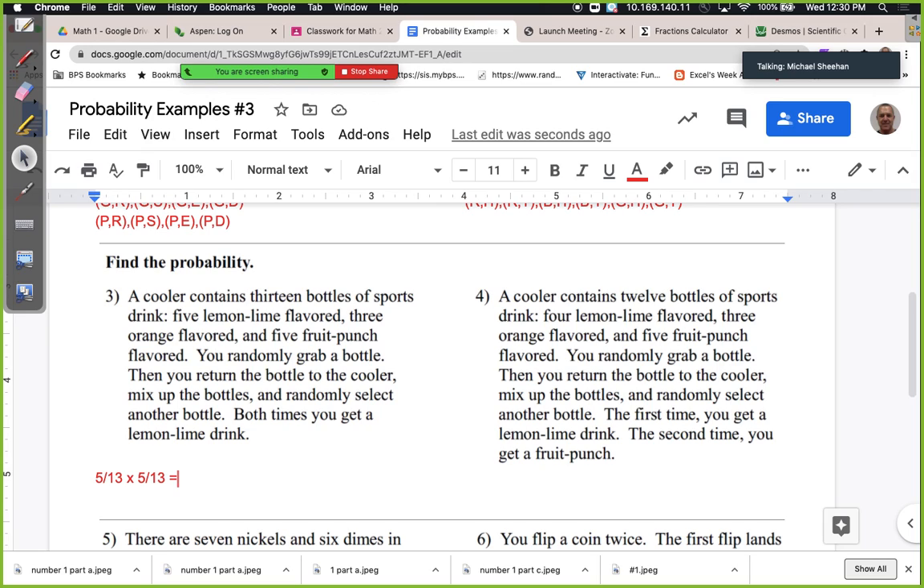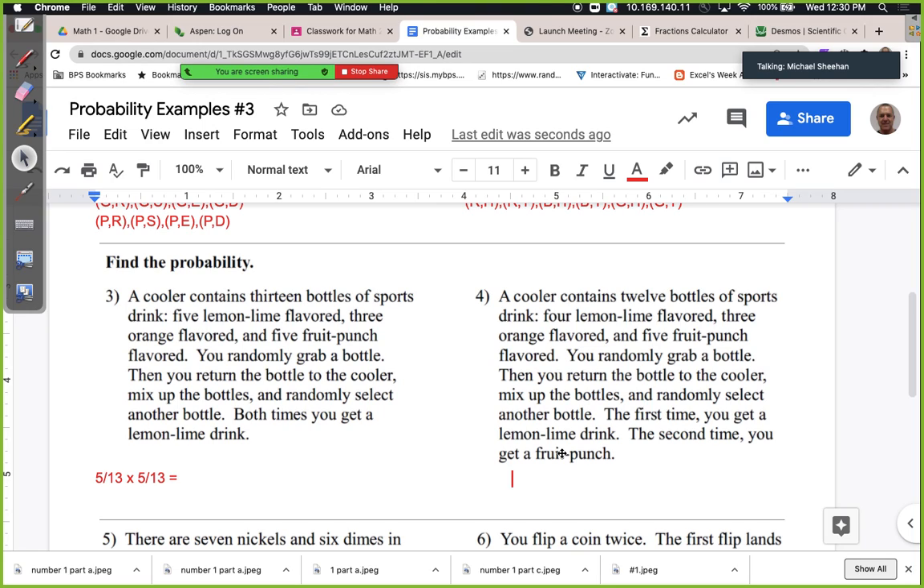Let me compare this with number 4 just to help you understand this. Number 4 is almost the same kind of problem, except this time we have 12 bottles of sports drink. There's 4 lemon lime, 3 orange, and 5 fruit punch. The same situation. I'm going to reach in and randomly grab a bottle. Then I'm going to put it back, mix up the bottles, and pick another one. I want to know what's the probability I get lemon lime the first time and fruit punch the second time.